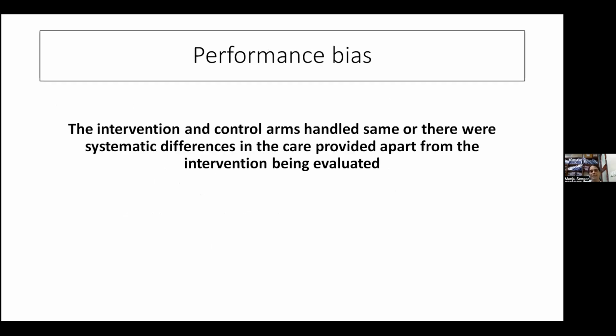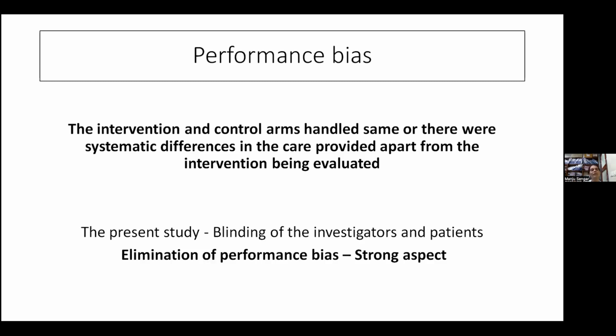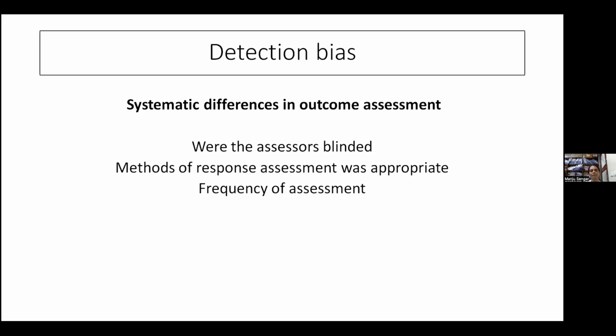Coming to performance bias, if you continue a study and you handle your intervention and control arm participants differently, you give more care, more information, more supportive care, better symptom control to your intervention arm as compared to the control arm, then you are again introducing systematic differences, and this is what we call performance bias. Was it feasible or possible in this study? Unlikely, because the study had blinded the investigator as well as patients. So again, elimination of performance bias was a strong aspect of this study.